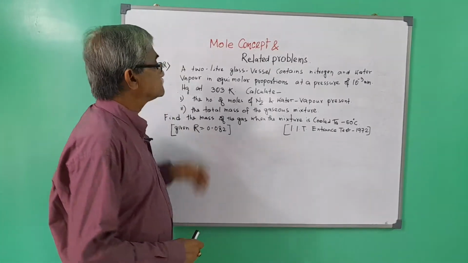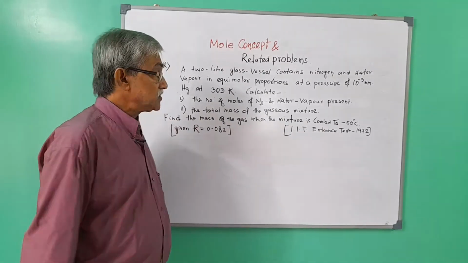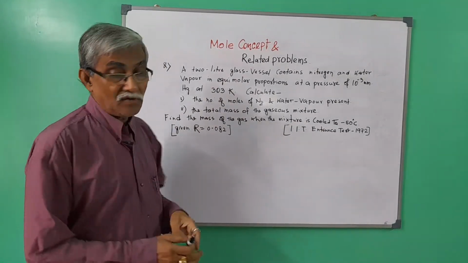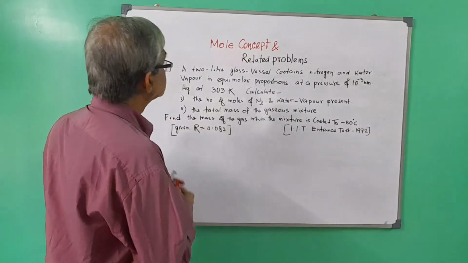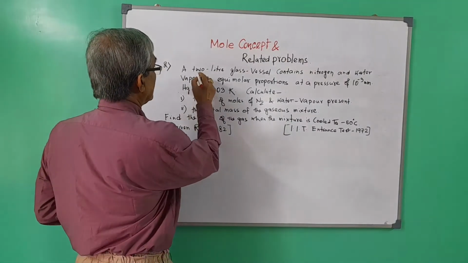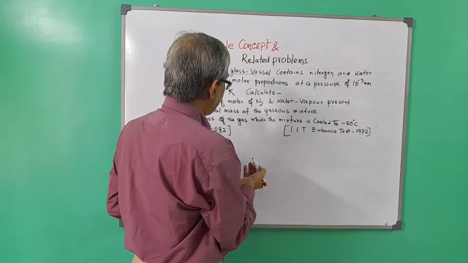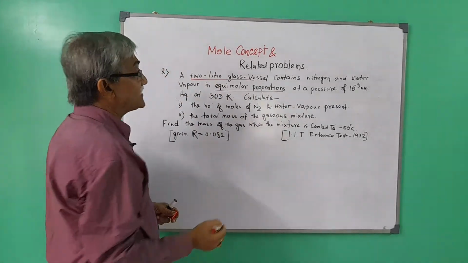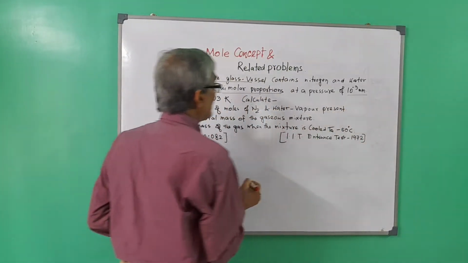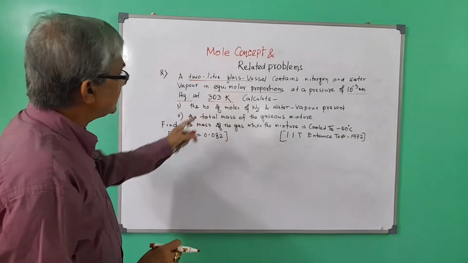So this is done. Now take another question that was set in the IIT entrance test in the year 1972. Okay, this is the question. A 2-liter glass vessel contains nitrogen and water vapor in equimolar proportions at a pressure of 10 to the power minus 3 millimeter of mercury at a temperature of 303 Kelvin.